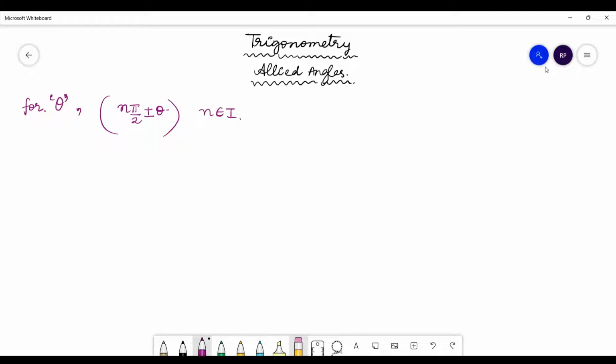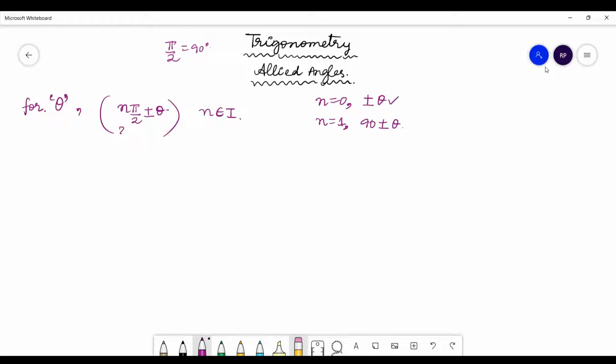Okay, now let me put n is equal to 0, then this whole term becomes 0. I'll be left with plus or minus theta. This is an allied angle for theta, right? Now let me put n is equal to 1. I'm going to get pi by 2 plus or minus theta. What is pi by 2? Pi by 2 radian is nothing but 90 degrees. So I can write it as 90 plus or minus theta.